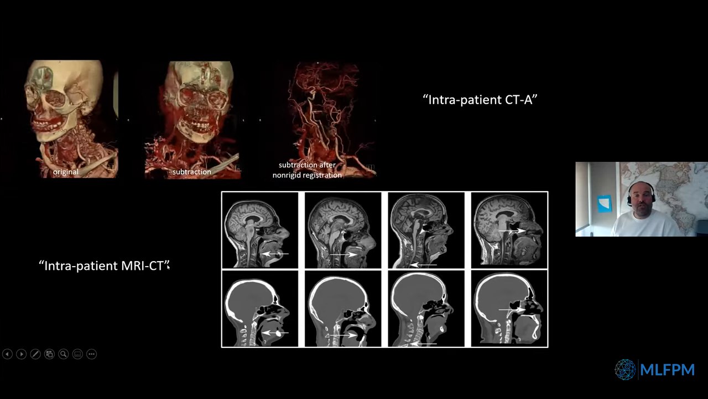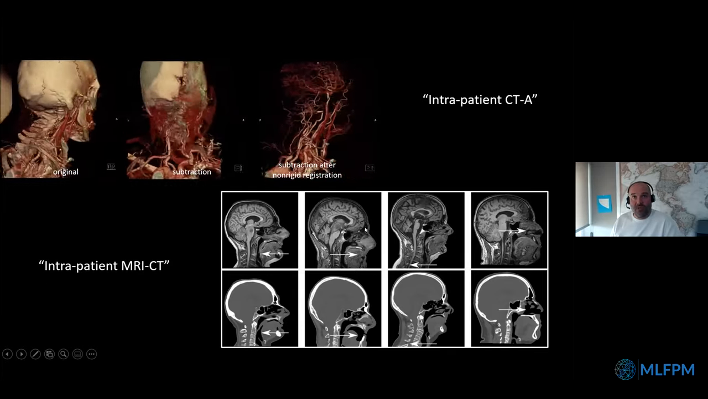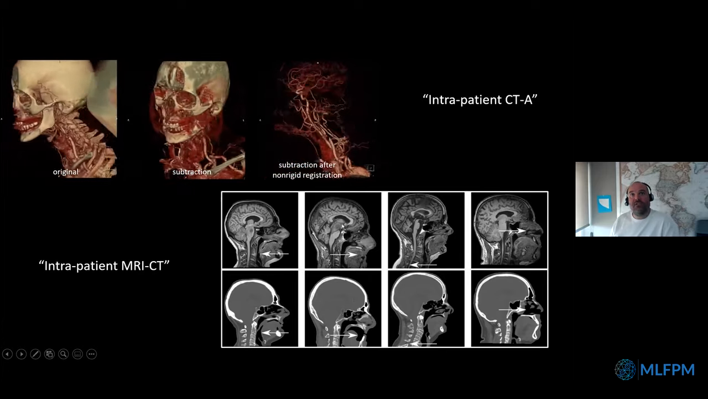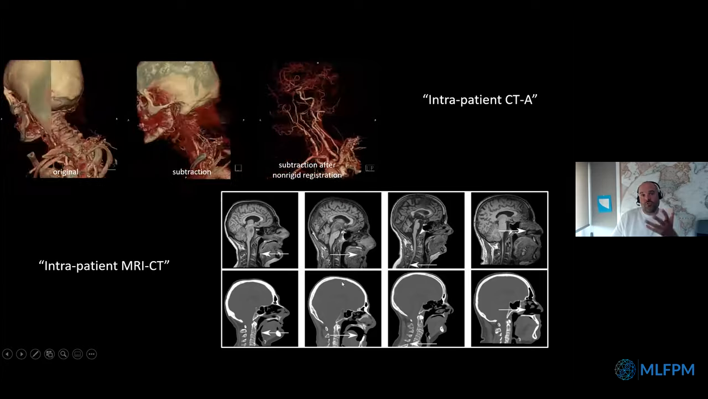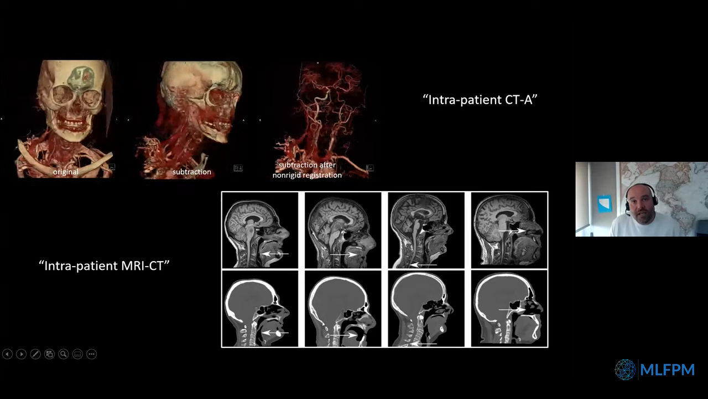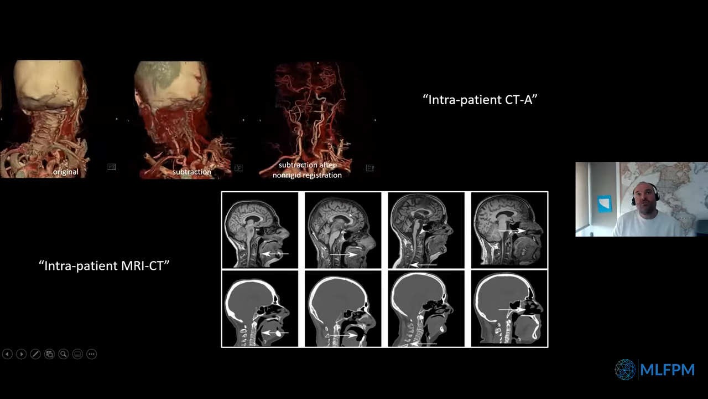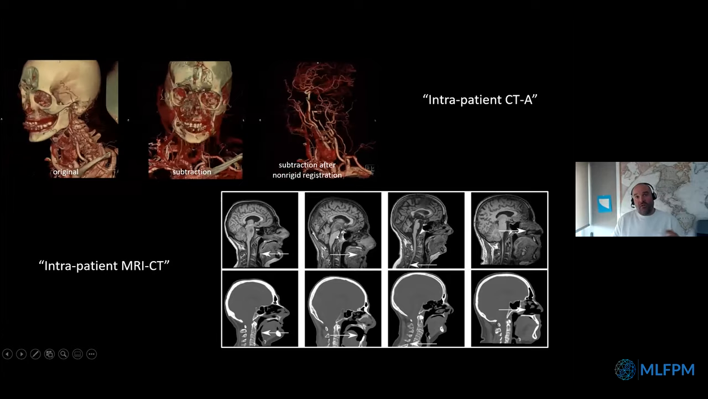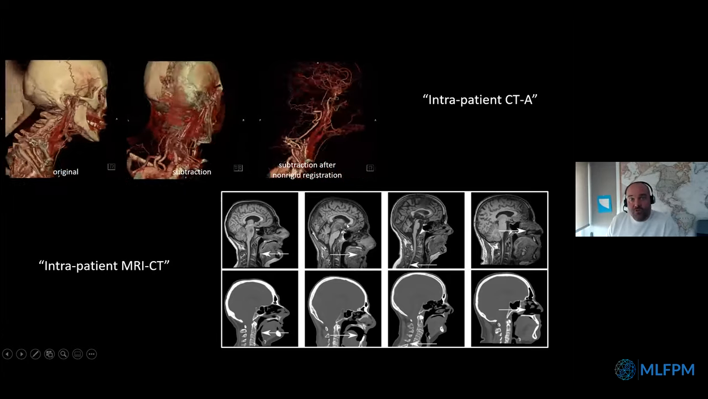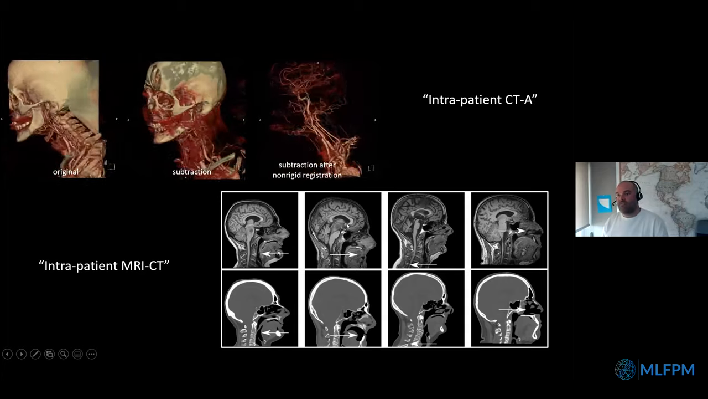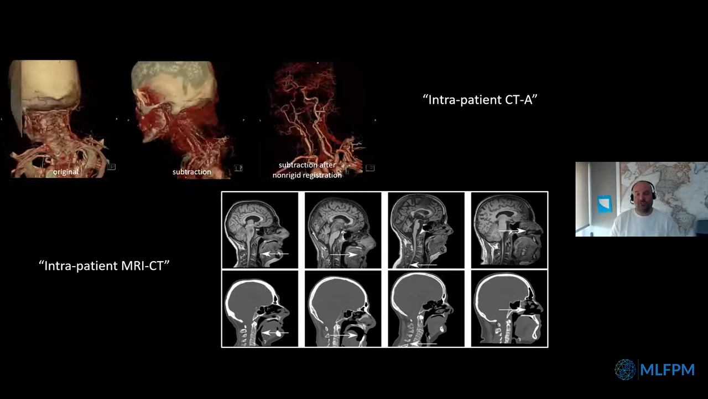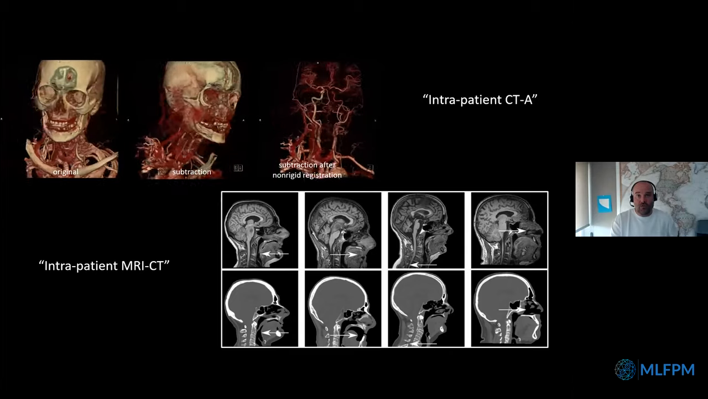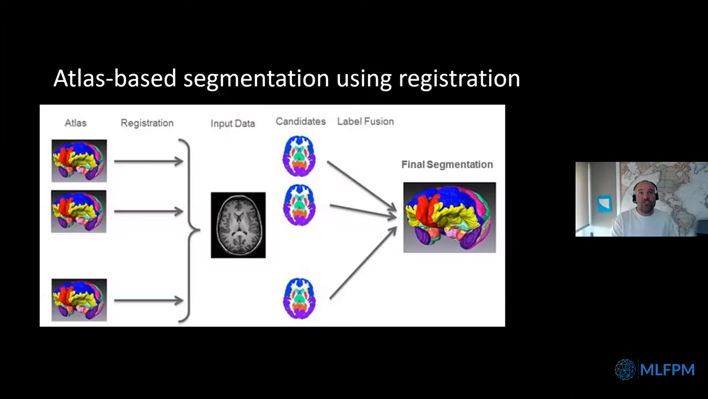Or intrapatient MRI CT scan. So this is the same person scanned with a CT and MRI. And as you can clearly see here, a CT scan shows different kind of information and actually has a lot of information on the hard tissue. An MRI scan, on the other hand, has a lot of information on the soft tissue. So if you combine and merge them, you have a good vision on the hard tissue as well as the soft tissues in the human head for this example. So that's also done through image registration.